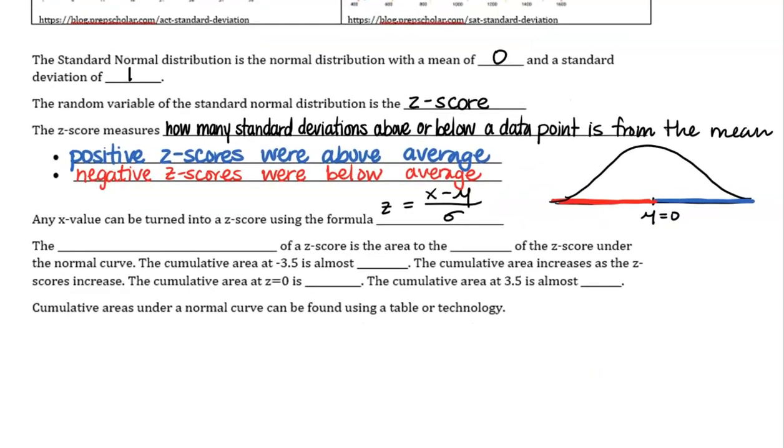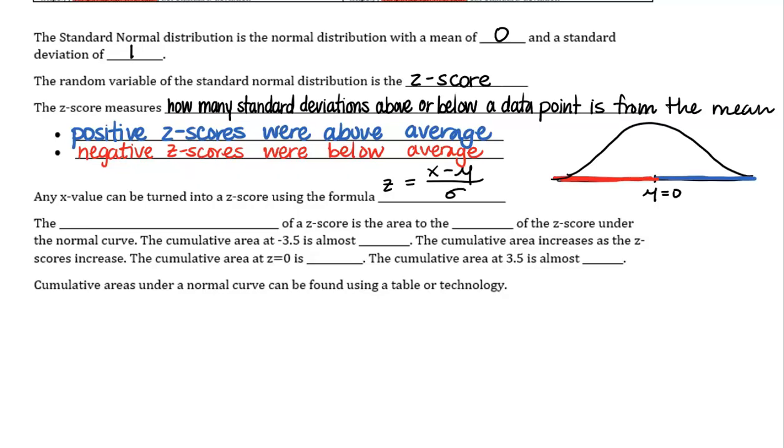So let's talk a little bit about probability as it relates to these z-scores. The cumulative area of a z-score is just a fancy way of saying the area to the left of that z-score under the normal curve. So for example, if I'm talking about the z-score of say 1.3, its cumulative area is whatever this area is I'm shading right there. It would give me the probability that someone had a z-score of 1.3 or less.